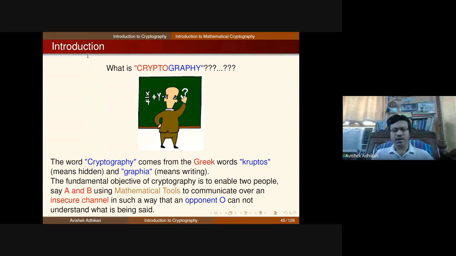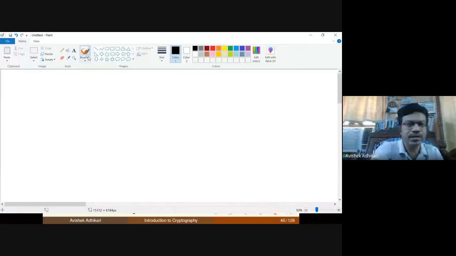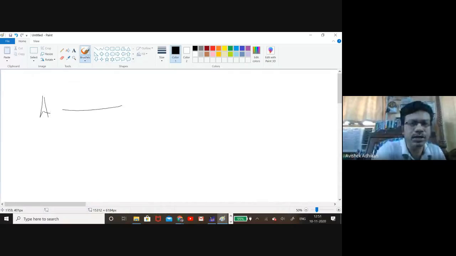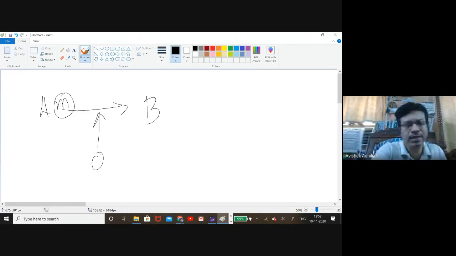That means if A sends some message to B, and there is an opponent, say M is the original message. A doesn't send this original message to B. From M, he converts it into a message called C. We call it ciphertext. I will come into details. Then he sends the ciphertext to B.